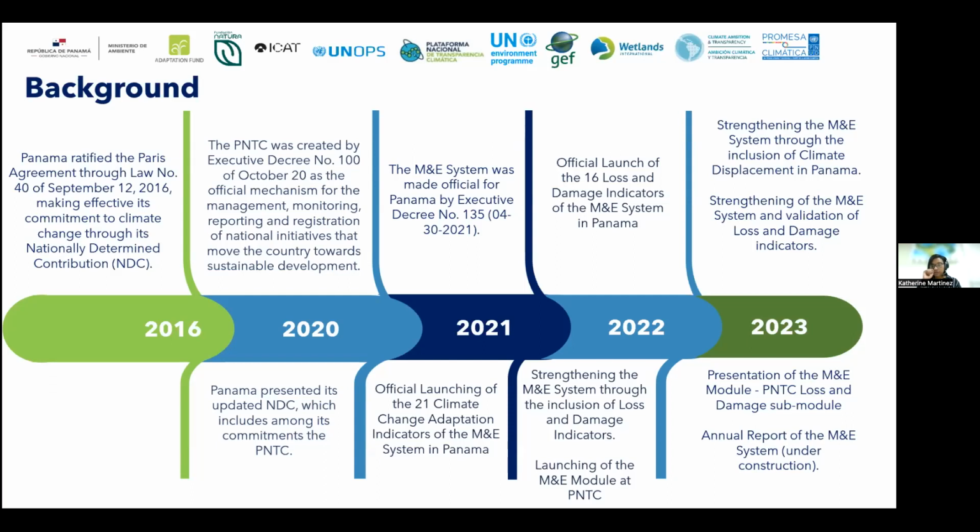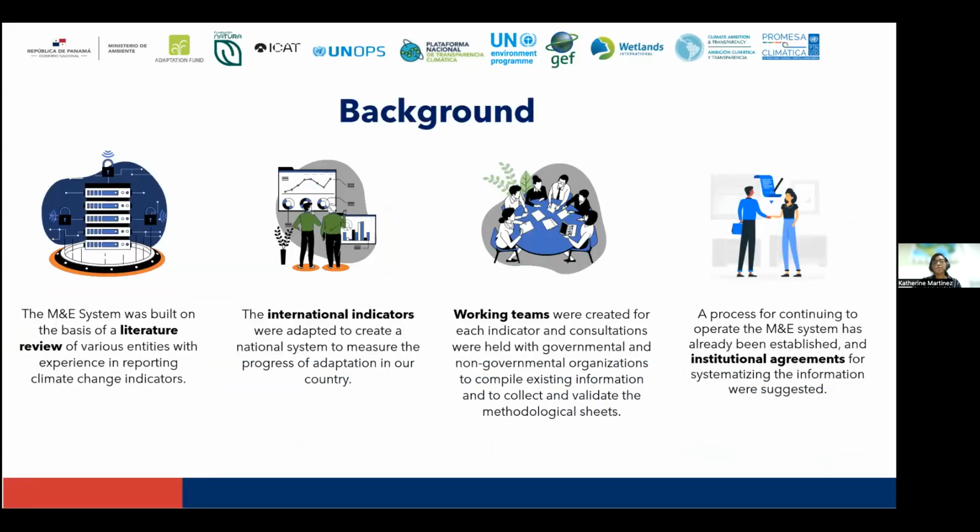In 2022, we started a collaboration to strengthen our M&E system for adaptation, and we elaborated indicators for loss and damage. At the end of 2022, we presented 16 indicators of loss and damage. And this year, we are starting another collaboration to strengthen our M&E system, and we presented all the information we have collected in both systems and our National Transparency Platform.